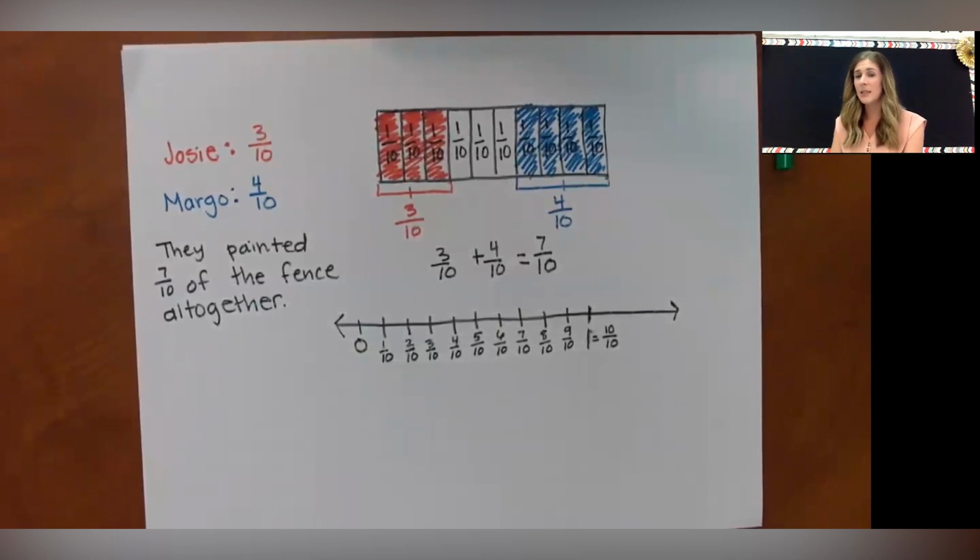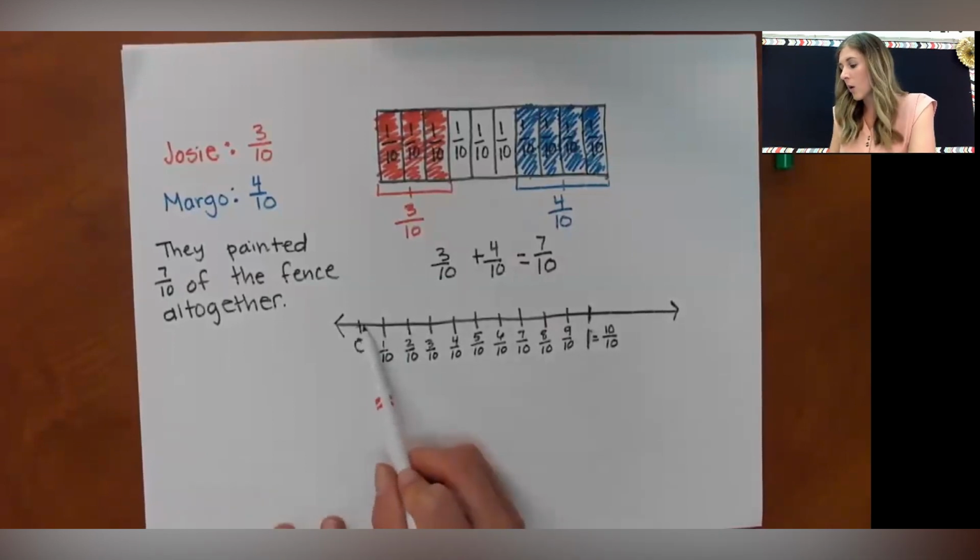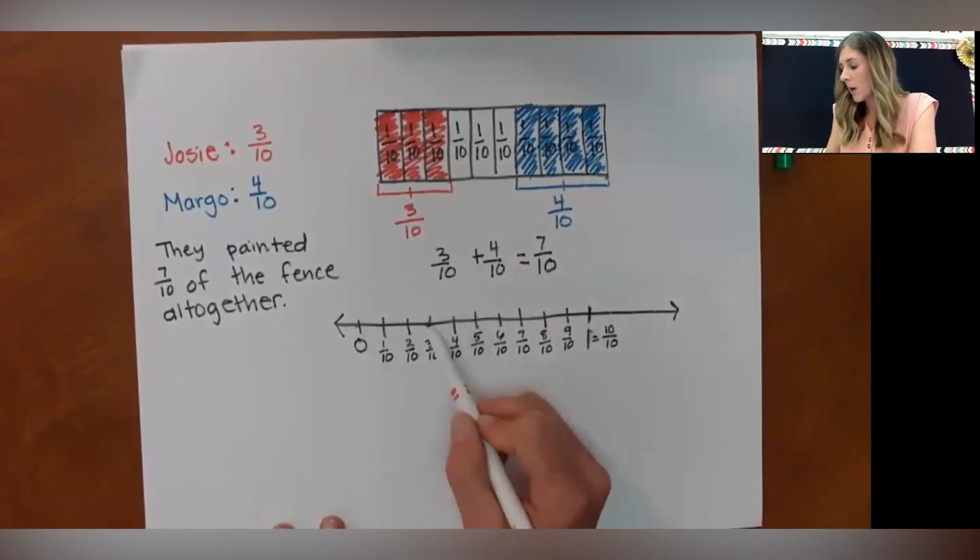So this time, instead of doing some shading, we're going to mark points on our number line. So we know that Josie painted 3/10 of our fence. So we're going to go to our number line. We're going to find 3/10, and we're going to put a dot there to mark how much Josie painted.